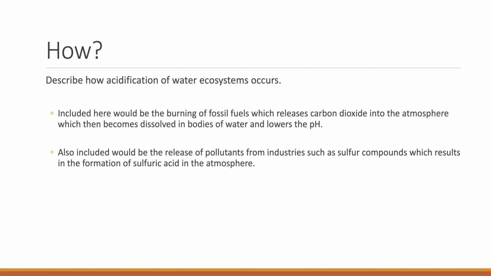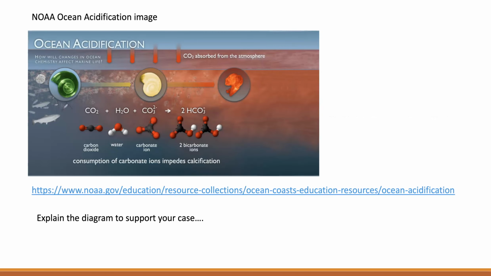So describe how acidification occurs. What are the processes that happen that make it happen? And here I give a diagram, and you notice that I've given credit to NOAA here for this particular source. Now, one thing. Okay, I put this diagram up here, but you notice underneath that I say explain the diagram to support your case. So you can't just put the diagram up here and expect me to know what you want me to see. So explain to me the importance of this. What am I supposed to see out of this?